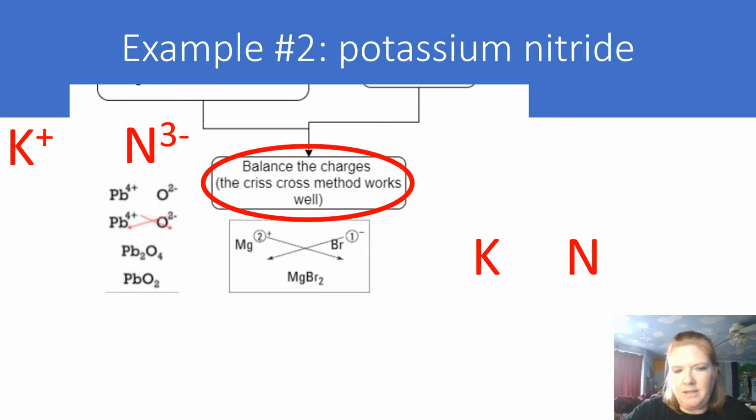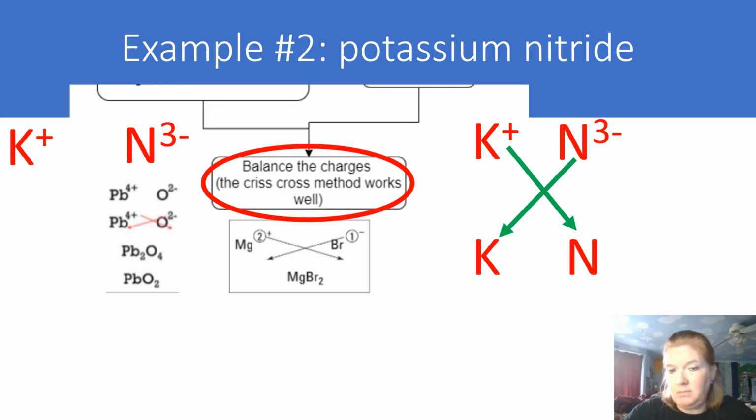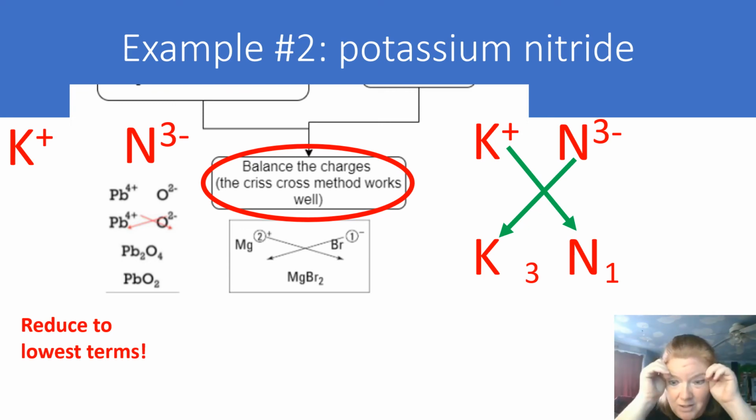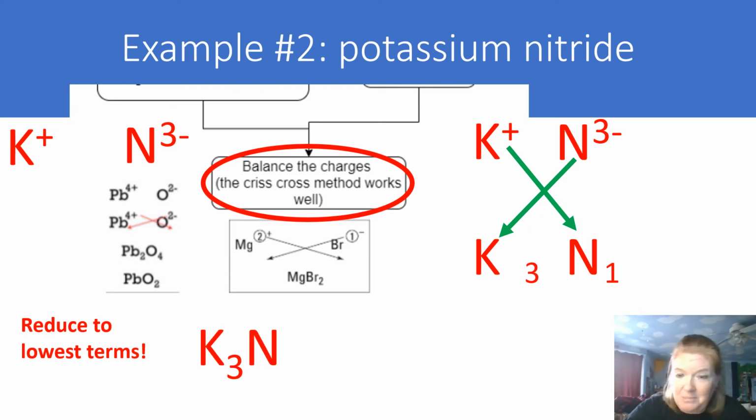So now we're going to balance the charges, and crisscross works well. So here's what we had. We're going to crisscross, and the charge number is going to be the subscript here. The charge number is going to be the subscript here. So we're going to end up with this. Then we reduce to lowest terms. We just never, ever write a 1. Don't write the 1. So K3N is the formula for potassium nitride.